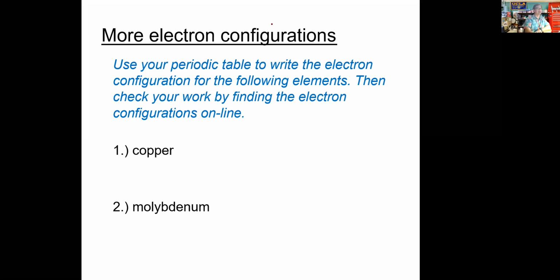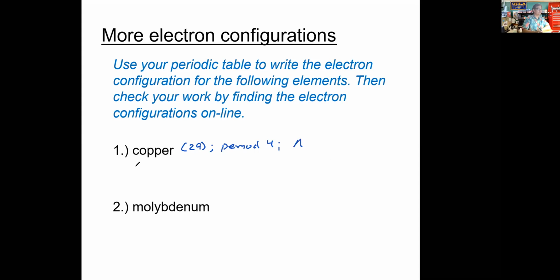Let's write down what we know about copper. Copper is element number 29, so it's the 29th square. Copper is located in period 4. And the noble gas that precedes copper is going to be argon.